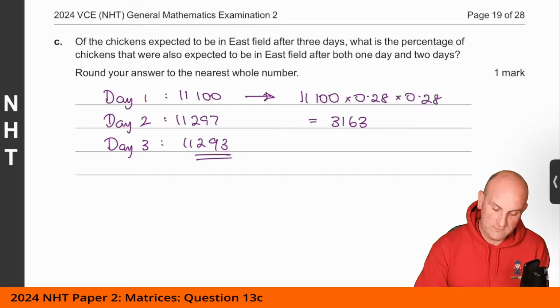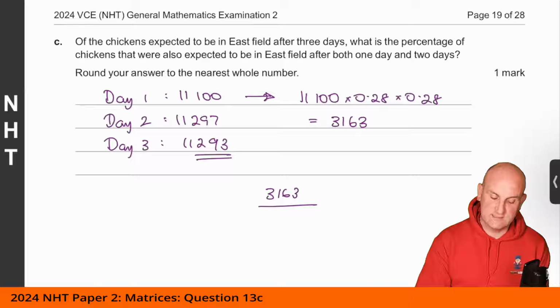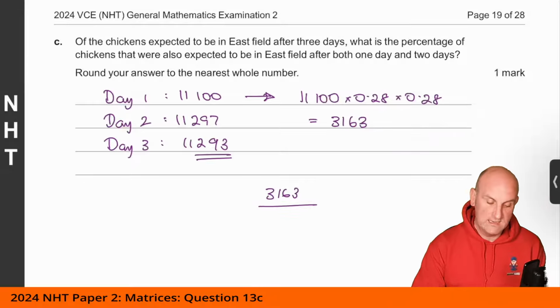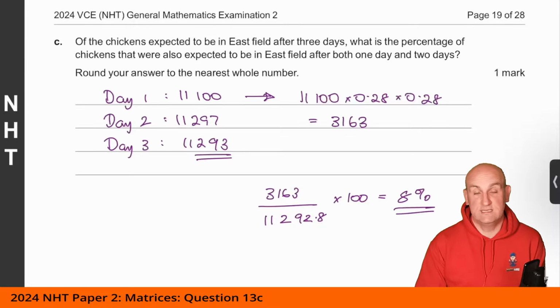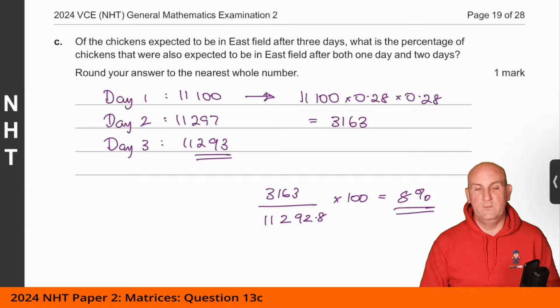So let's say 3163 chickens. Those are the chickens that are expected to be in the East Field after both 1 day and 2 days, and we know that there are 11,292.8 in the East Field after 3 days. When I times that by 100 on my calculator, again, I'm not going to bore you with the data, you get 28%, which I'm 98% sure is the correct answer. At least that's the consensus for the people I had helping me work on it.